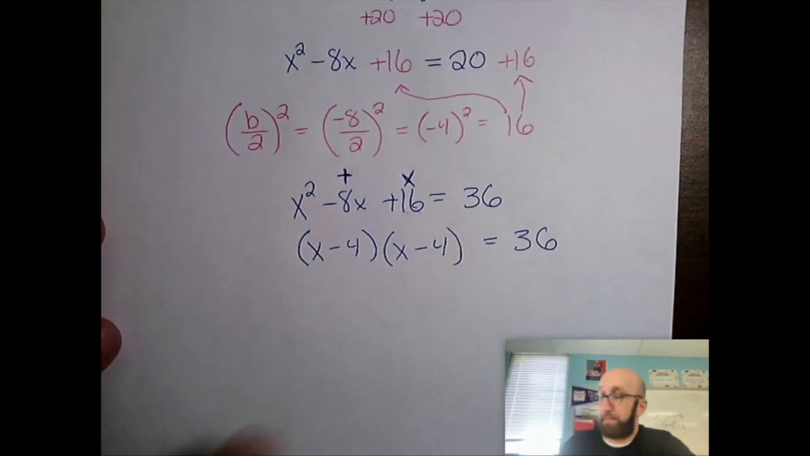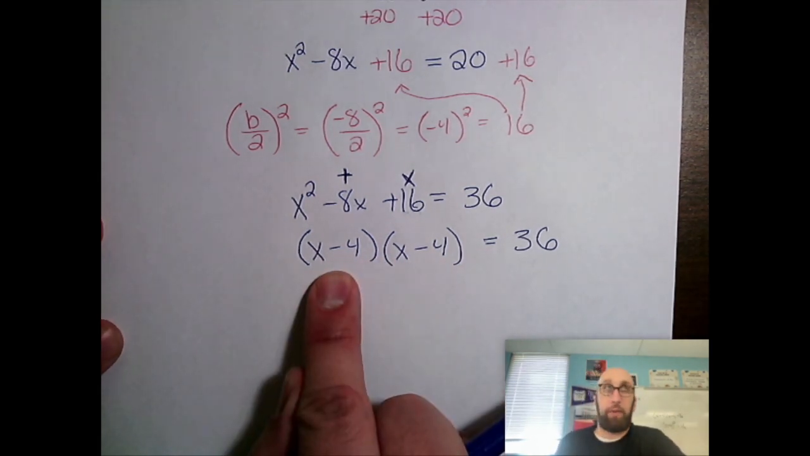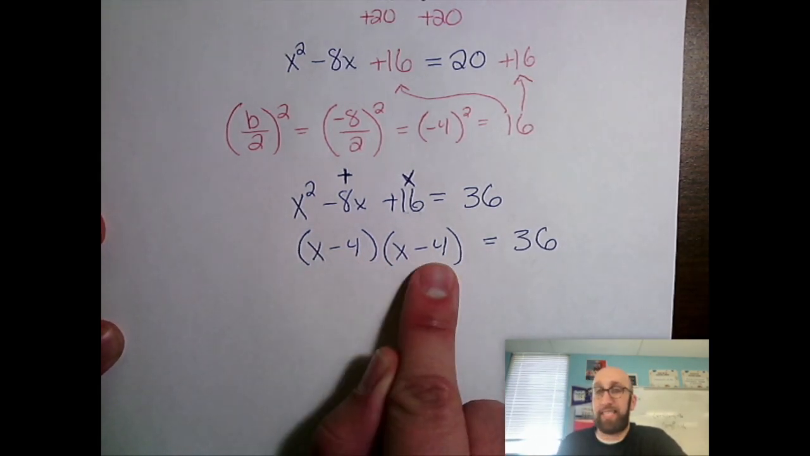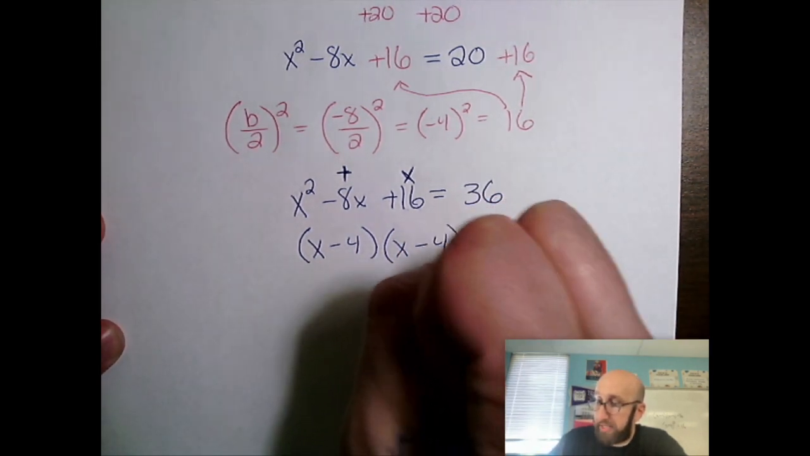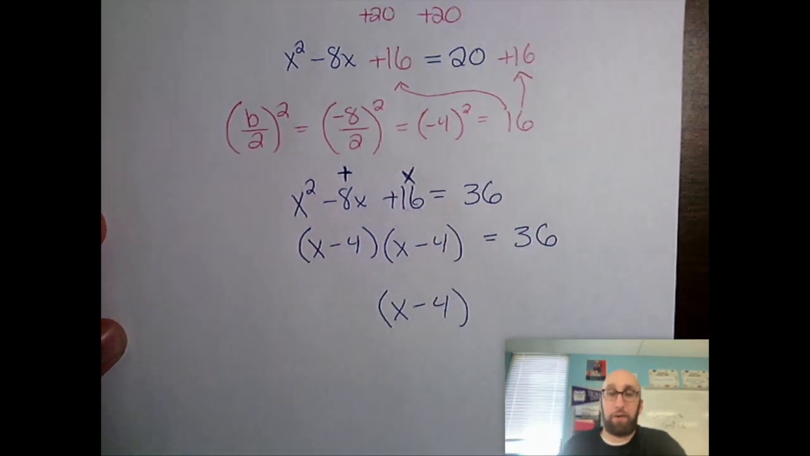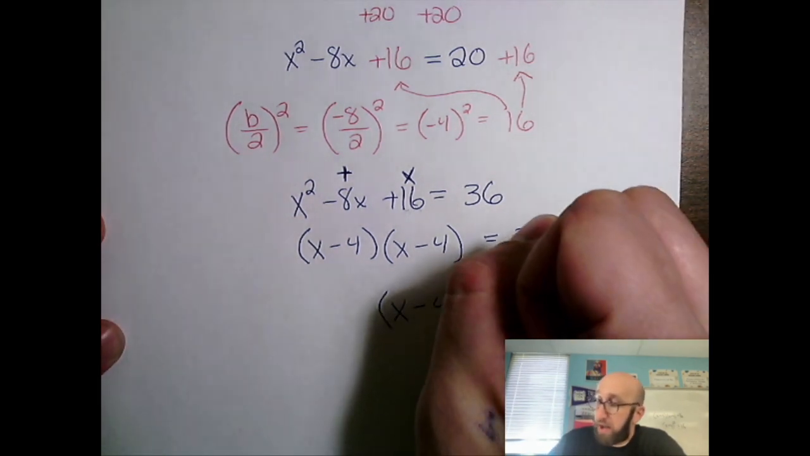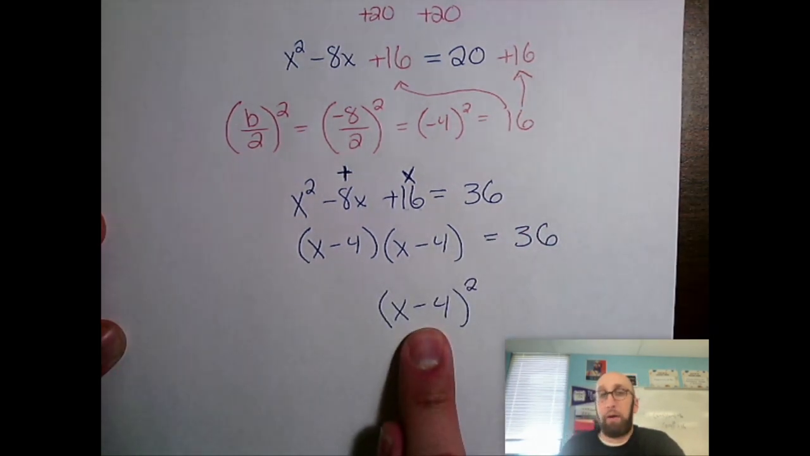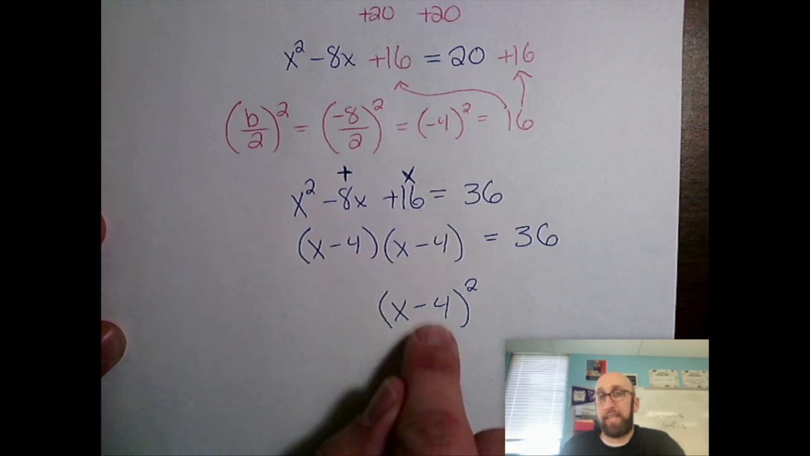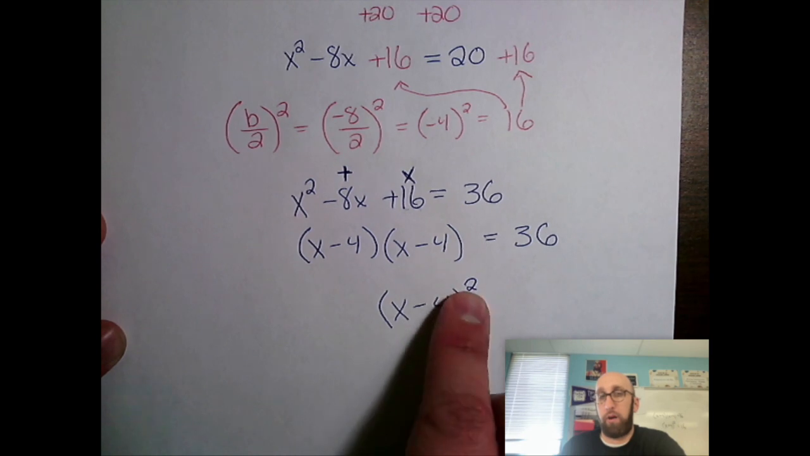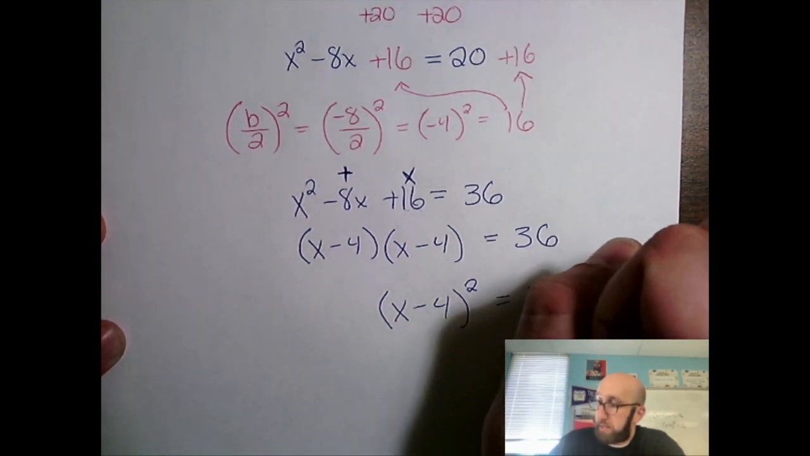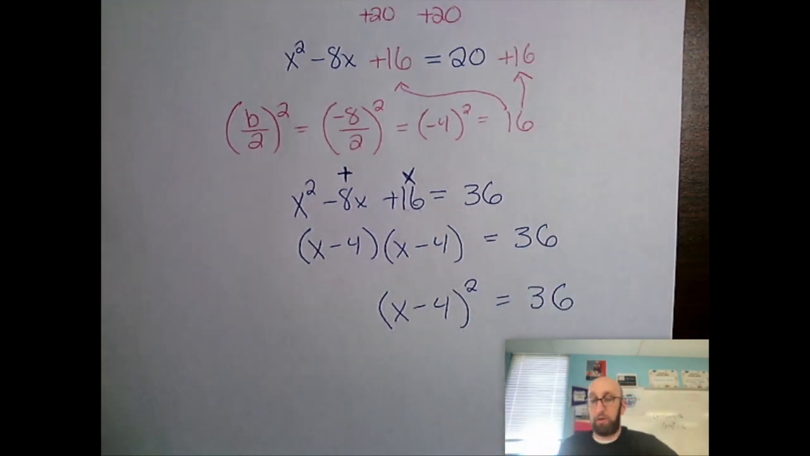Now here's the deal. I got these two parentheses, x minus 4 here and x minus 4 there. They are the exact same parentheses that repeat. So what I'm going to do is condense these down. Instead of writing x minus 4 in one parentheses and x minus 4 in a second parentheses, write it once and square it. These are the same thing, so I don't need to write this twice. I can just write it once with a square on it. That right side we still haven't touched is a 36.